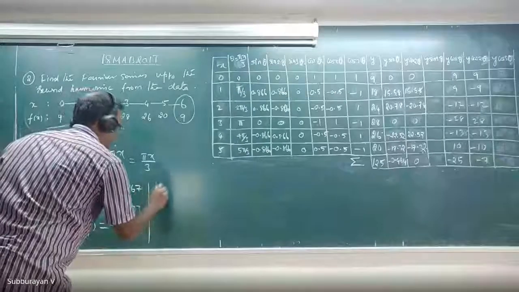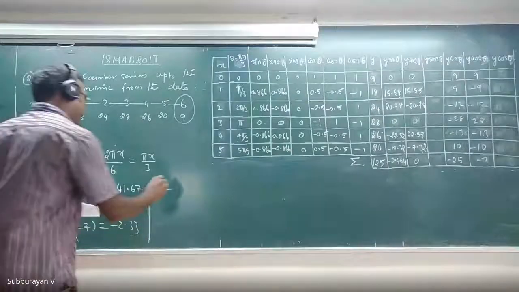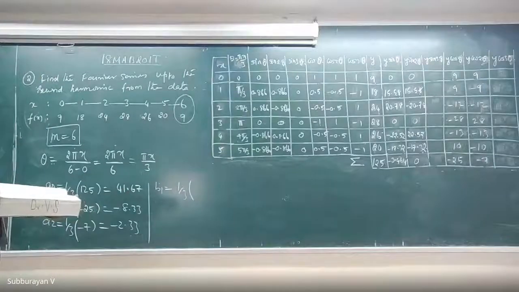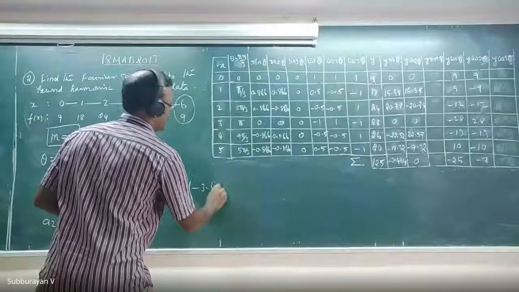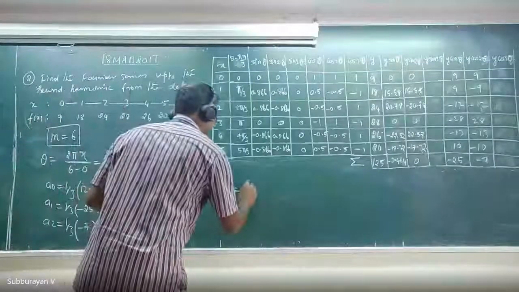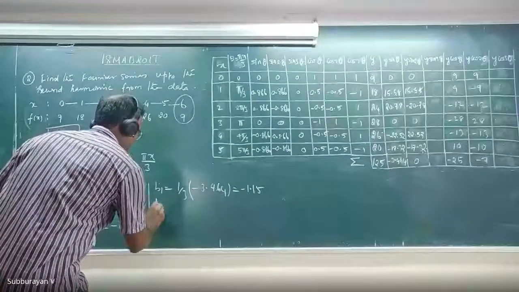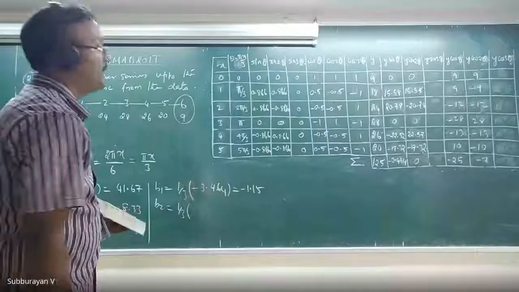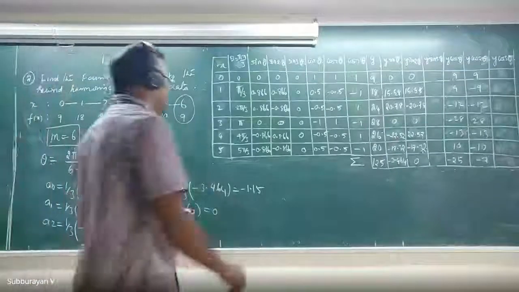Now, what is our B1? It is 1 by 3 into summation y sine theta, that is minus 3.464, hence it is minus 1.15. And B2, which is 1 by 3 into summation y sine 2 theta, is 0. Therefore, this is 0. Okay, we have calculated all the Euler constants.